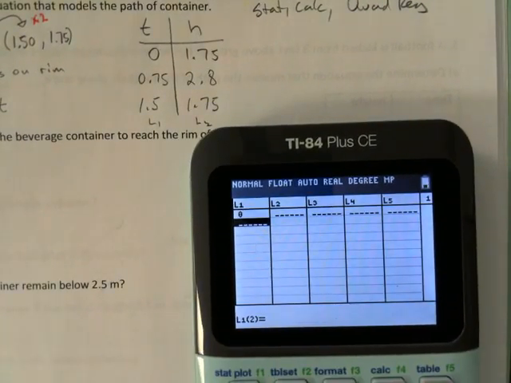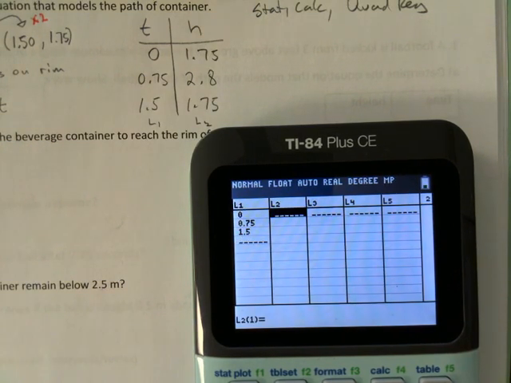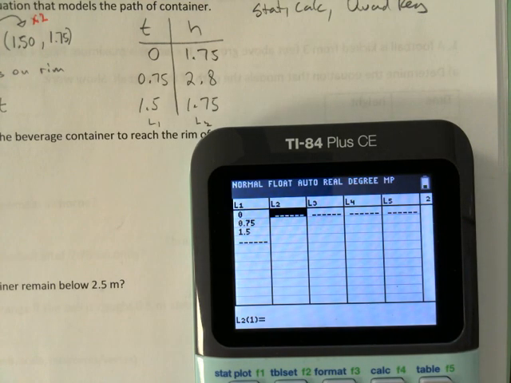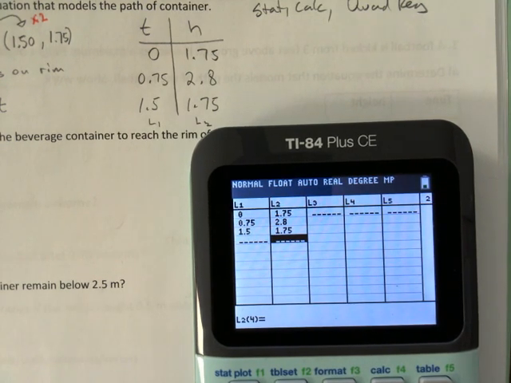So 0, 0.75, 1.5. There's no multiplying, right? Remember the profit question? You would go L, like the first column times the second column. This one doesn't have the third column, okay? So that's why this one is also unique. And so 1.75. I can't type and talk at the same time, right? Like I need to stop. Not as talented as you.